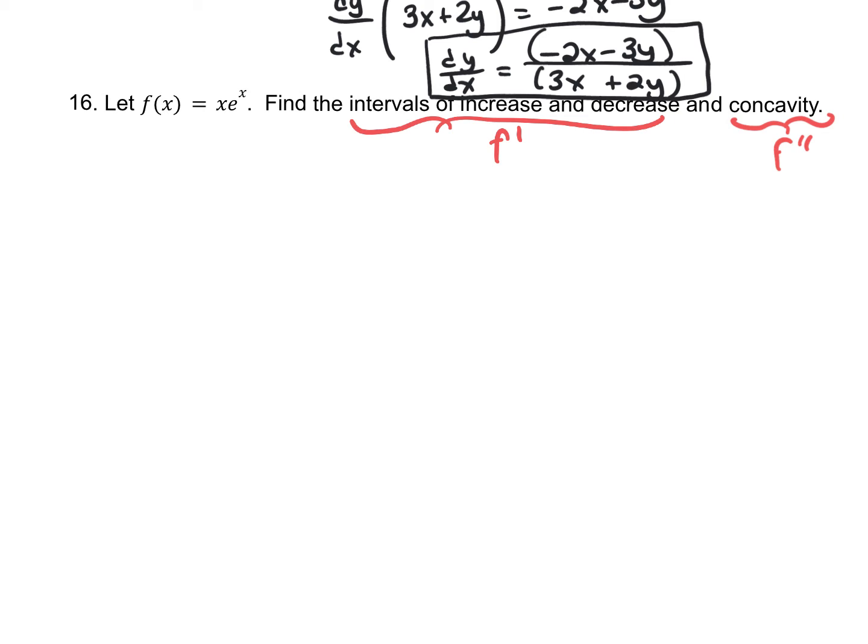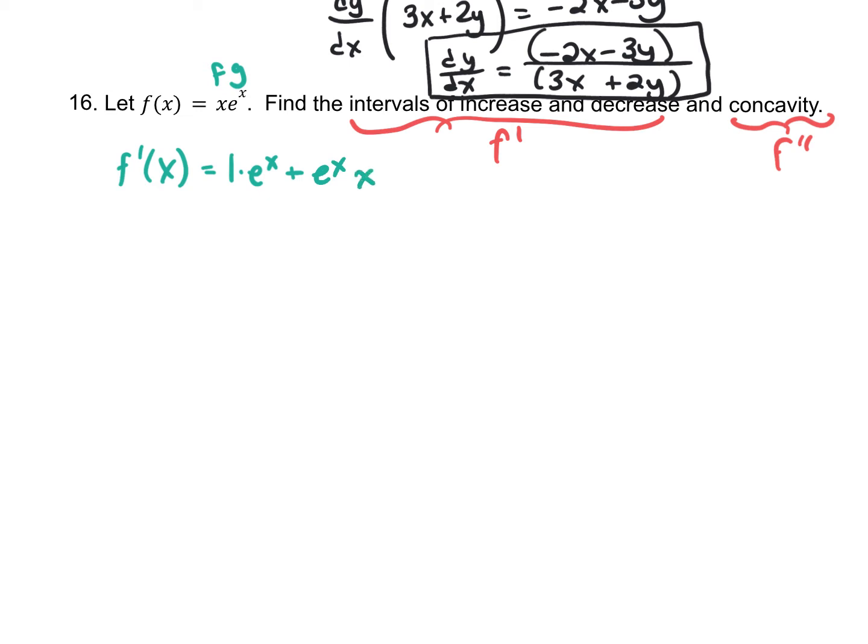So if I take my derivative, that's my first step. I have a product rule again. You'll notice we have a lot of product rule. So the derivative of the first is 1 times e to the x plus the derivative of the second, but the derivative of e to the x is just e to the x, times x.